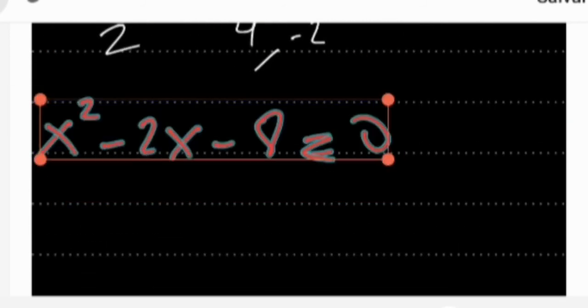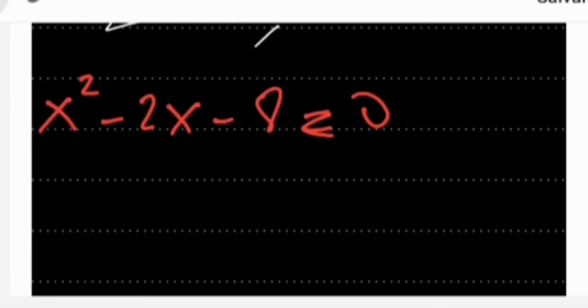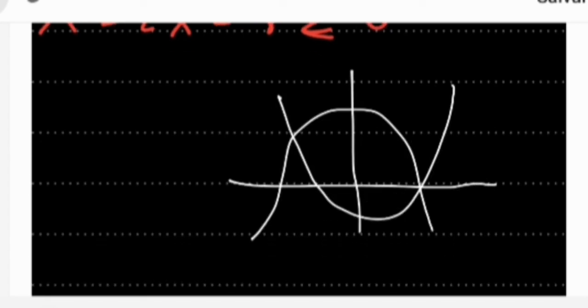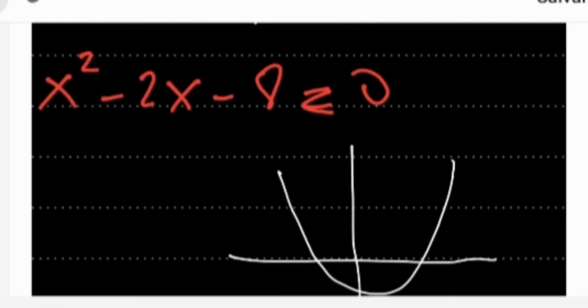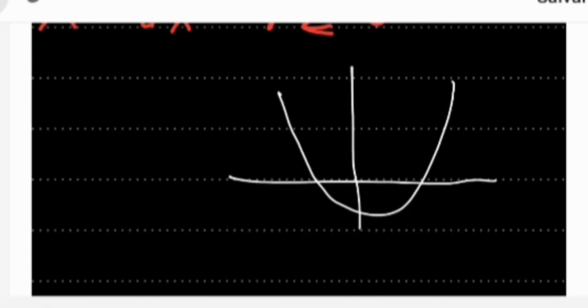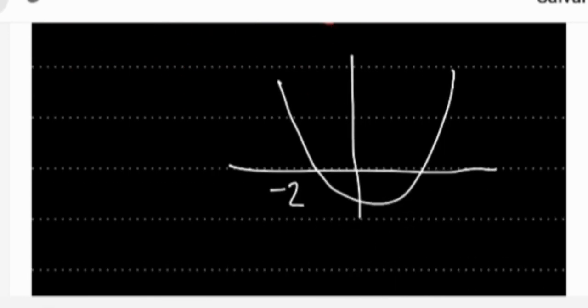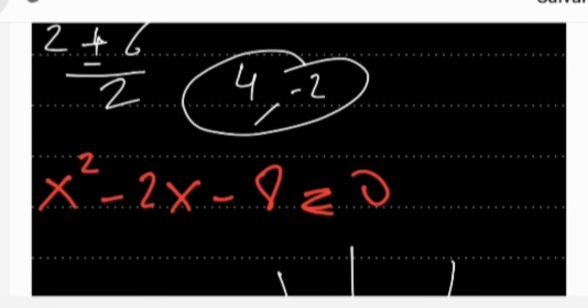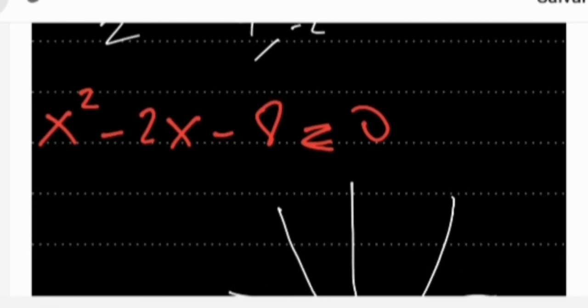So look, we did find where it cuts the x-axis, right? Why is it happy? Why isn't it sad? Because it's positive over here, right? So where does it cut? At minus 2 and at 4, right? Why? We found these numbers with the quadratic formula.